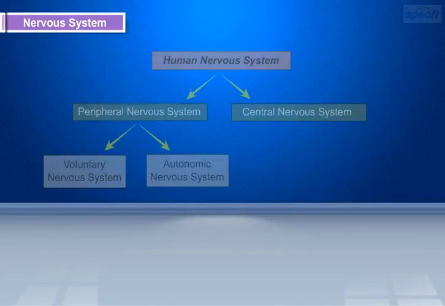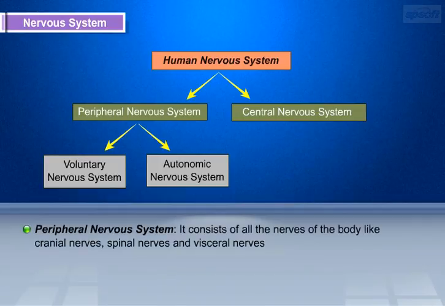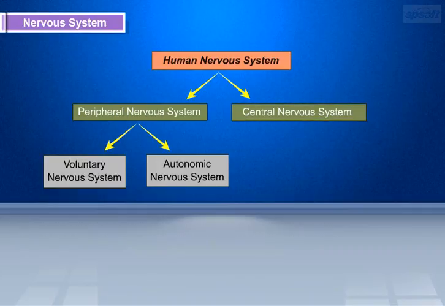Let us discuss the parts of the human nervous system. The nervous system can be divided into two main parts. Peripheral nervous system. It consists of all the nerves of the body like cranial nerves, spinal nerves, and visceral nerves. Central nervous system. It consists of brain and spinal cord. The peripheral nervous system can be further divided into two parts.